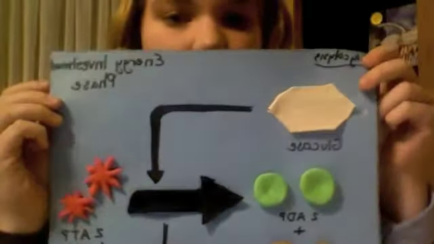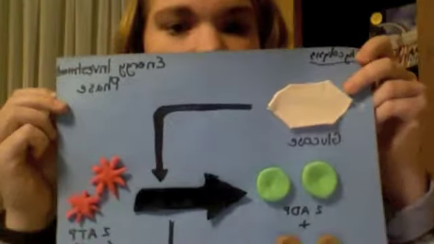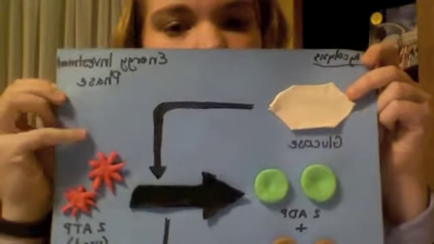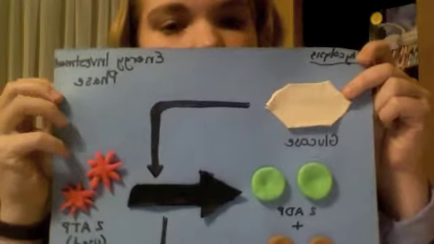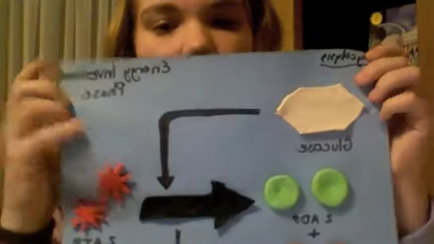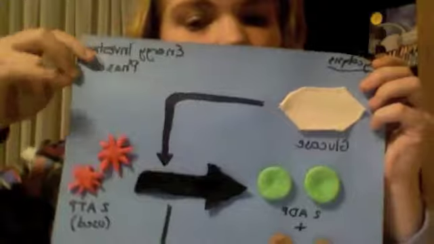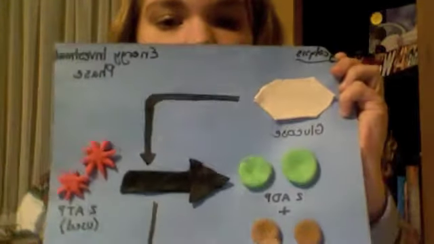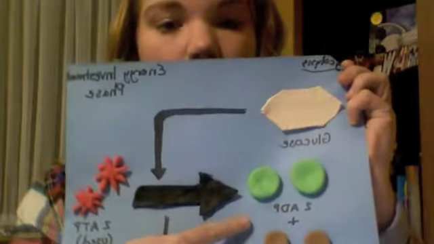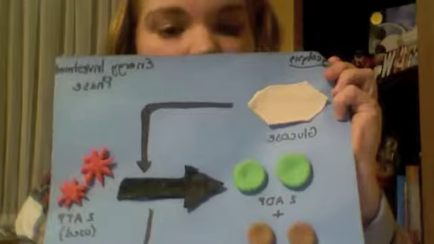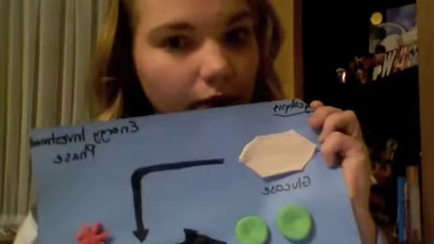We're going to start out in our energy investment phase with our glucose molecule right here. The glucose molecule comes in, in the cytoplasm, and we add 2 molecules of ATP, which is energy, to the glucose molecule. That's going to make 2 ADP molecules and 2 phosphate molecules. That's pretty cool, right?